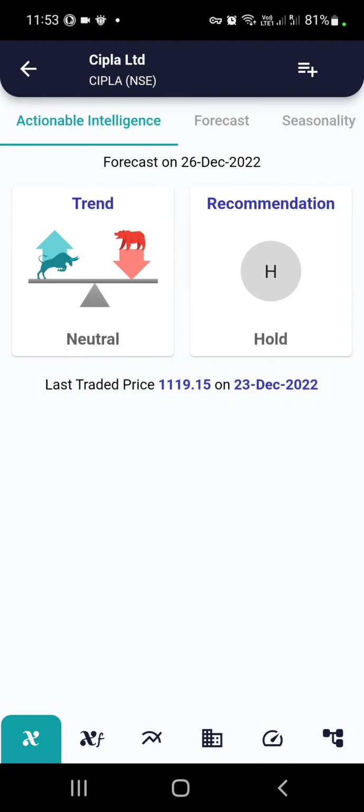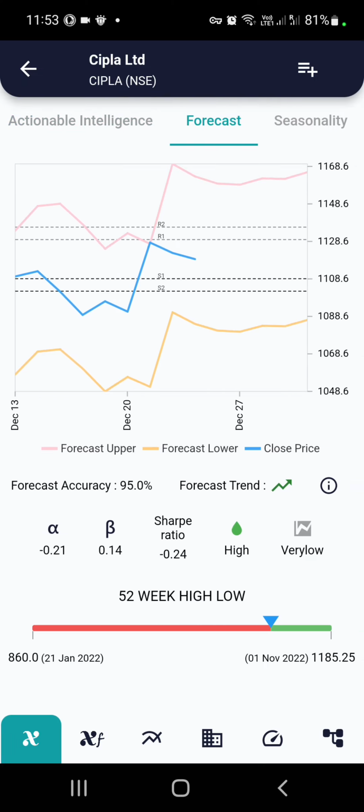Let's look at a stock in detail. We're taking Cipla for example here. The recommendation is hold, which basically means do nothing on the stock for the next few days. If you're holding the position, just hold. If you want to get in, just stay off it for a while. That's what it means. You see the forecast prices.